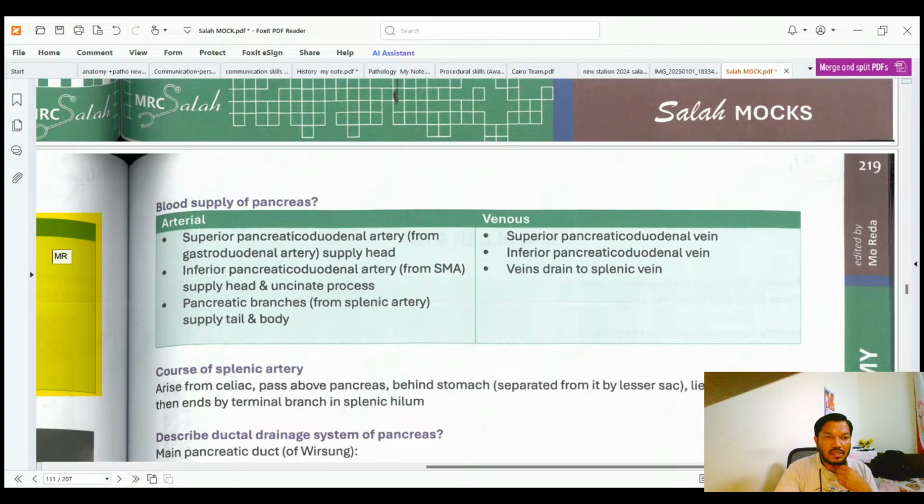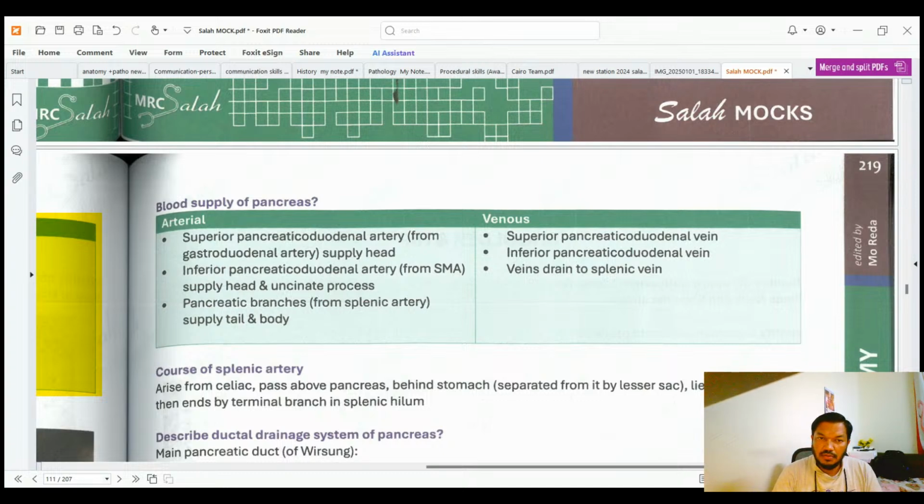Then blood supply of the pancreas. Superior pancreaticoduodenal artery from gastroduodenal artery. Gastroduodenal from which artery? Hepatic.